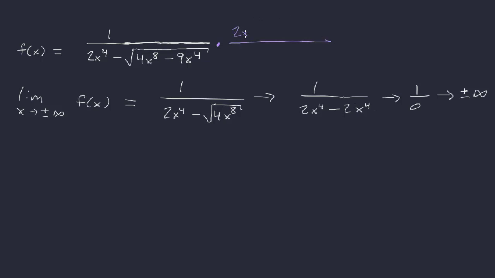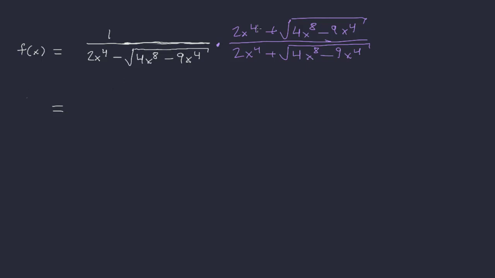All right, let's multiply the top and the bottom by this guy here and see what we get. Remember our conjugating factor, we just change the minus in between to a plus. And the beautiful thing about that is it's going to get rid of all the square root junk in the bottom and just leave us with what's underneath. All right, so now the top is just going to be this, 2x to the 4th plus the square root of 4x to the 8th minus 9x to the 4th, all over.